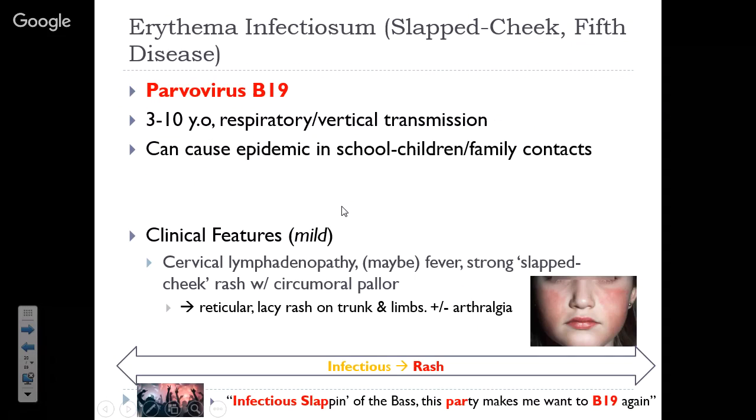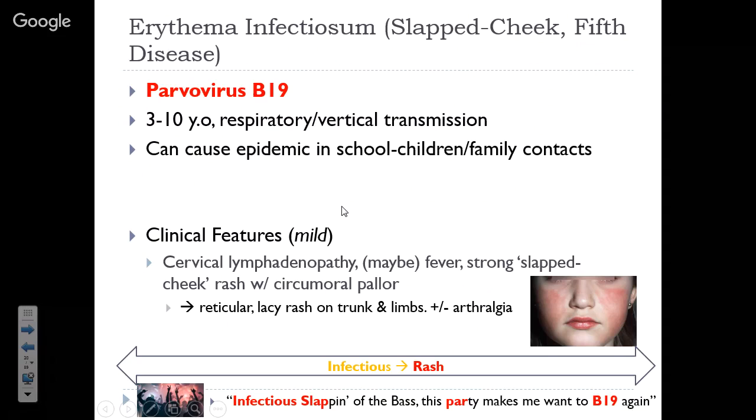Right, so moving on to erythema infectiosum, which is slap cheek or fifth disease. So caused mostly by parvovirus B19 and can affect kids with a wide range of ages, so 3 to 10. And can cause epidemics in school and family contacts as well. So you'll get the characteristic slap-cheeked family with all the siblings affected.